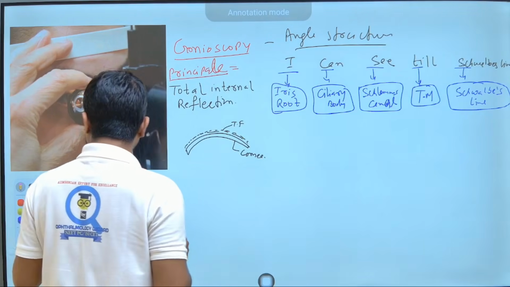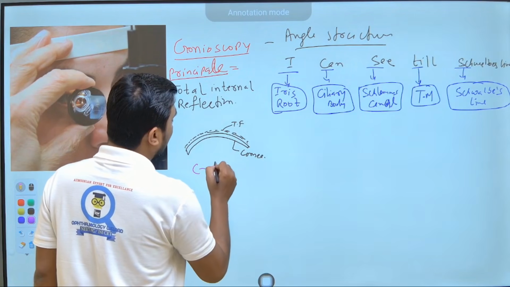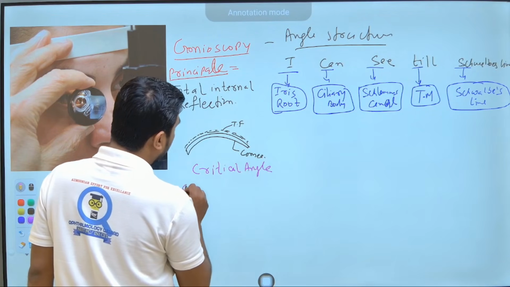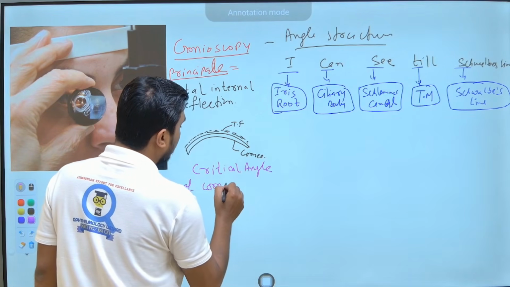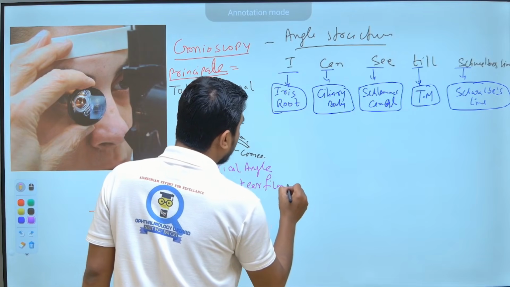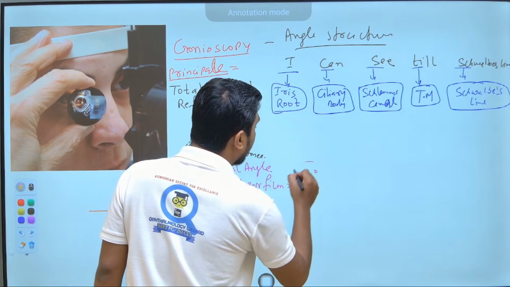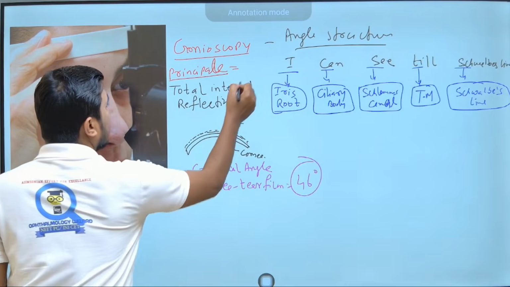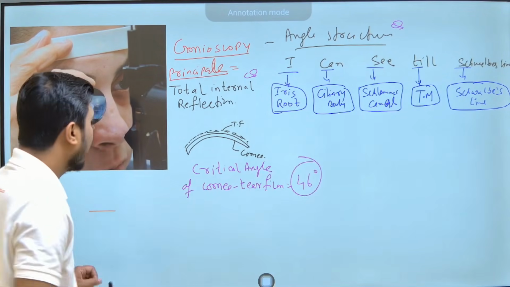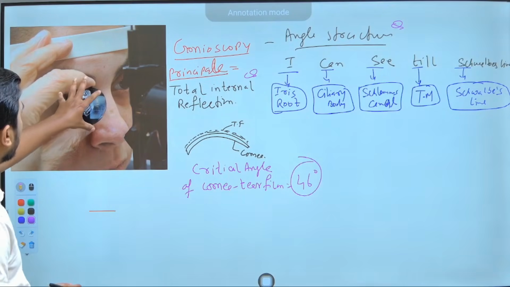So what is that critical angle? The critical angle of cornea and tear film is what? 46 degree. Very important. This angle structure is also very important. Okay, understood this point.